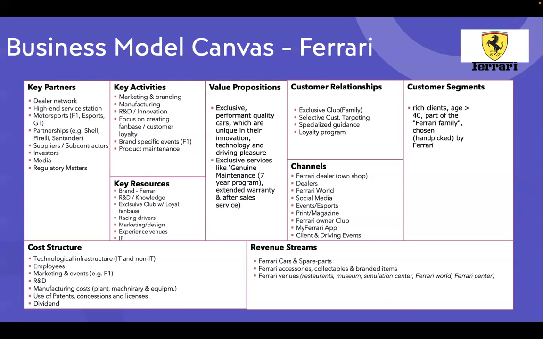And then the cost structure. What is the cost of building the product? Technology, infrastructure, IT and non-IT employees, of course, the salaries and so on. Marketing and events, R&D, manufacturing cost. Those are the cost structures they need to incur.